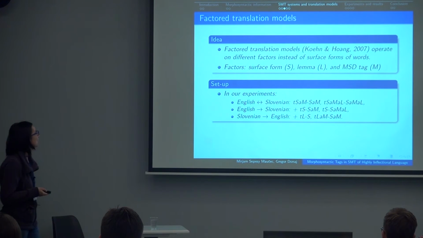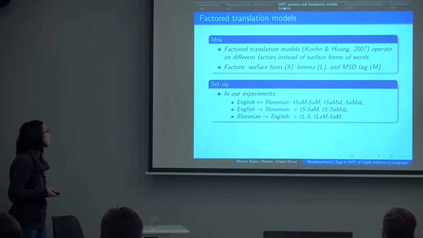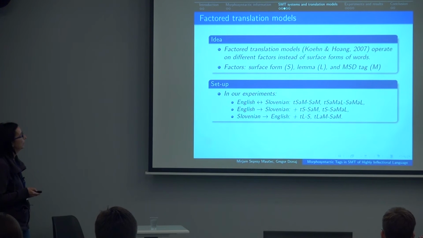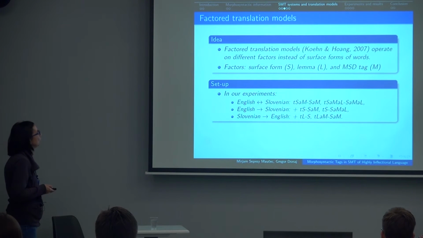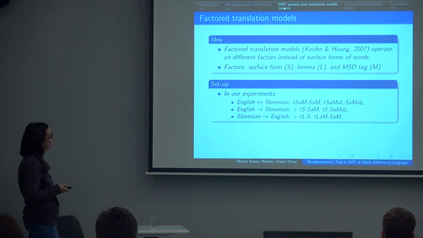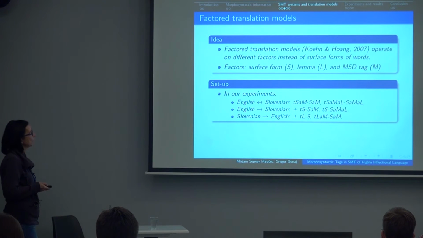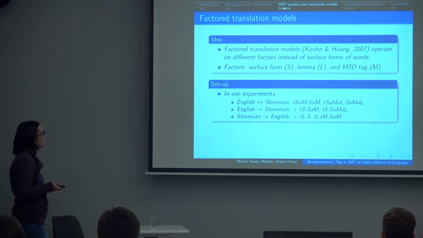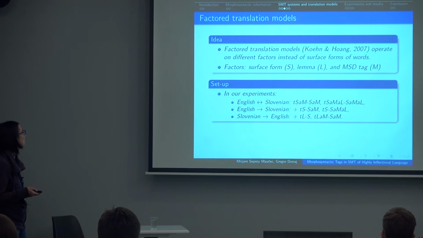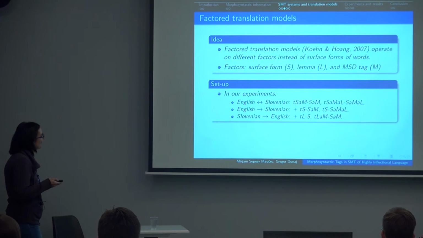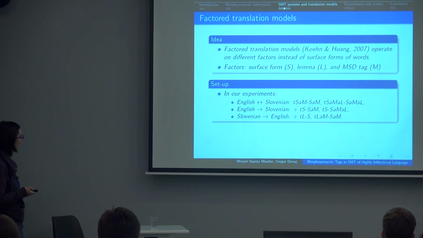In the second set of experiments, we try factored translation models that were defined by Koehn and Hoang in 2007. The idea of factored translation is to operate on different factors instead of only on surface forms of words. In our case, we use 3 different factors: surface form, lemma, and MSD tag. So we try very different setups of these factored translation models.